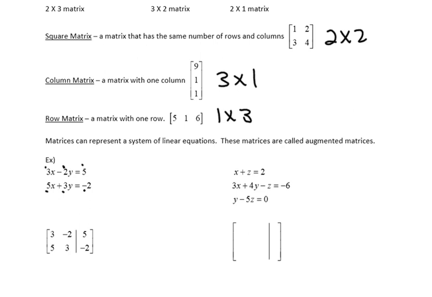Let's fill in the augmented matrix for the system on the right here. x plus z is equal to 2. So 1x, 0y, 1z, 2. 3x, 4y, negative 1z, negative 6, and 0x, 1y, negative 5z, and 0. So there's my augmented matrix for this.